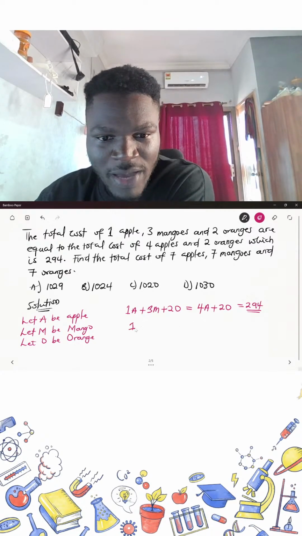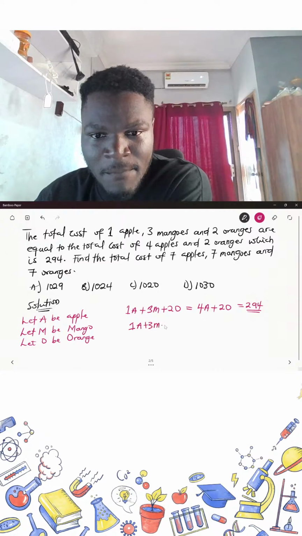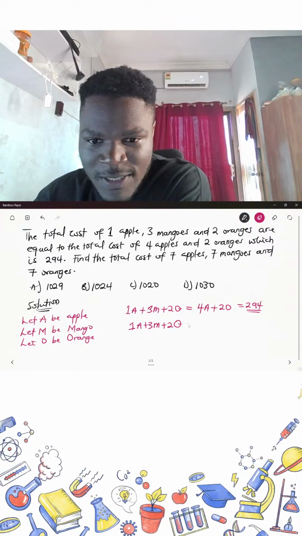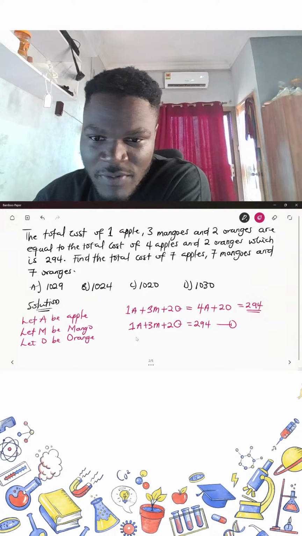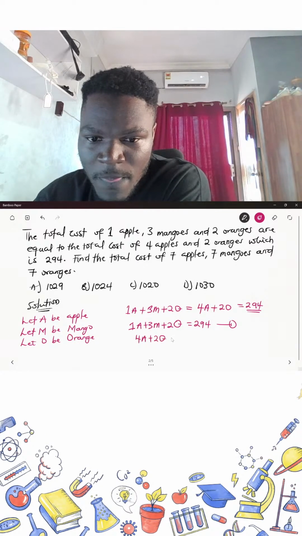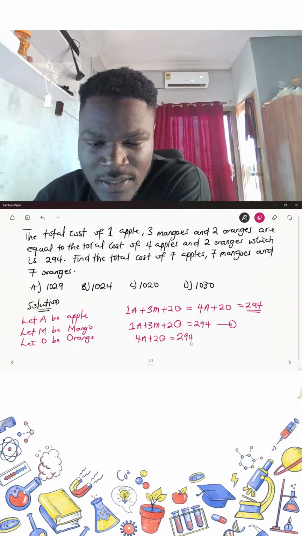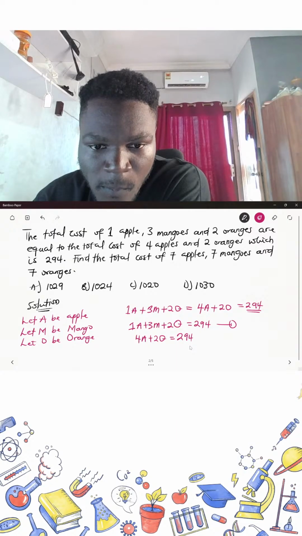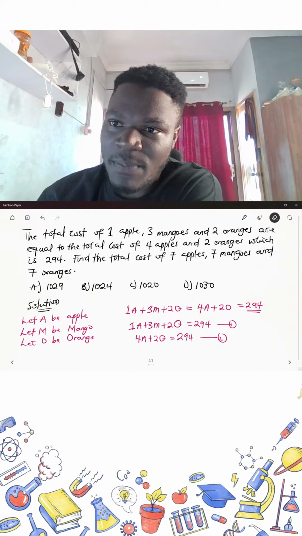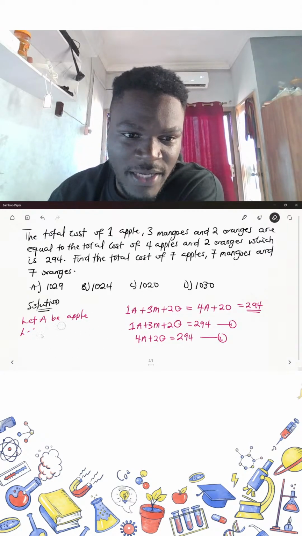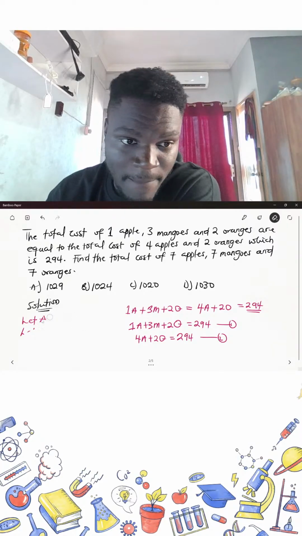But for now, let's have a look at this. So we have 1A plus 3M plus 2O. Let me write the O like this so that we know it's not 20. This will be equal to 294. And then we have here 4A plus 2O, which is also equal to 294. So we have this as equation 2. We can then proceed to try and see if we can find the values of A, M, and O.